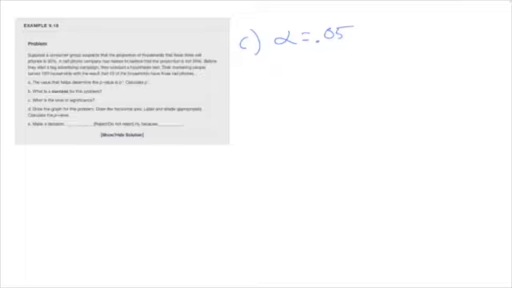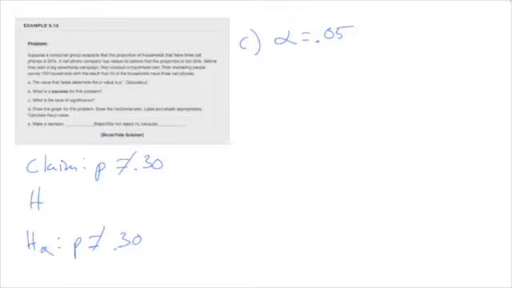So to do this, I need to start with my hypotheses. The claim would be that a cell phone company has reason to believe that the proportion is not 30%. So the claim is that the proportion is not 30%. Since that does not have an equal to, that's our alternative hypothesis. The null would be that the proportion is equal to 30%. Since we're talking about percentages and proportions, this is a one proportion z-test.